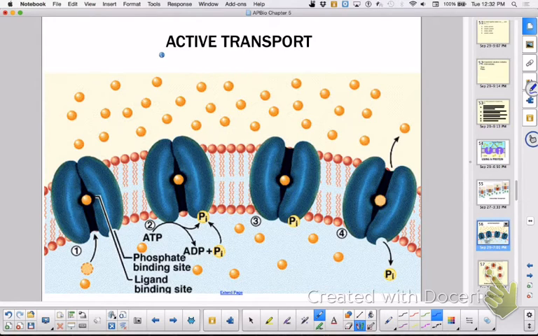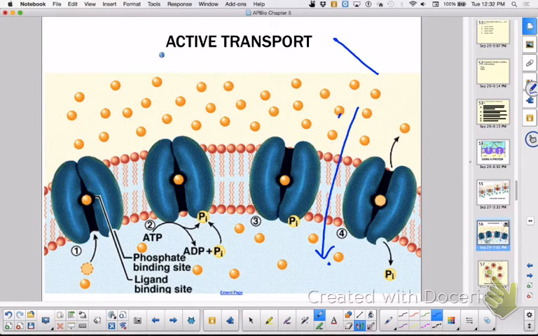Yes? What exactly is the gradient? Is it a structure or is it the way the... Oh, okay. So when we talk about the gradient, okay, see these orange balls? Where do you have more orange balls? Outside. Okay? So there's a higher, when you think of like a grade, like on a road, there's a higher amount of orange balls on this side than this side. So they'll want to go in this direction. That's considered the gradient. It's the solute that you're looking at. The concentration of the solute is the gradient.